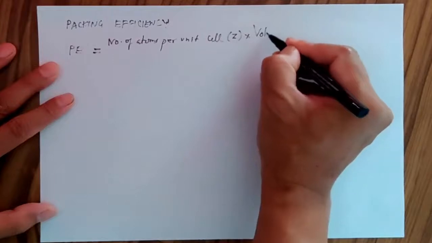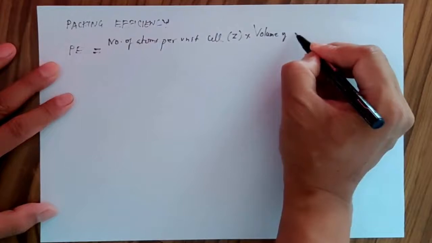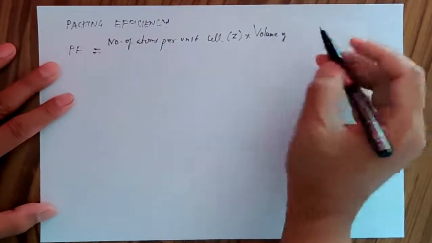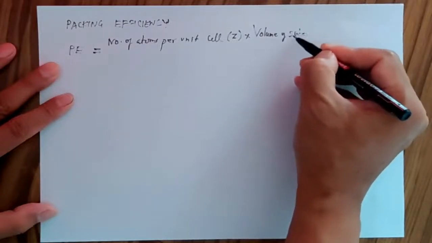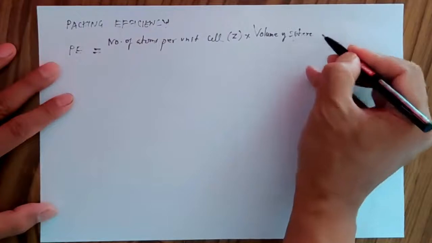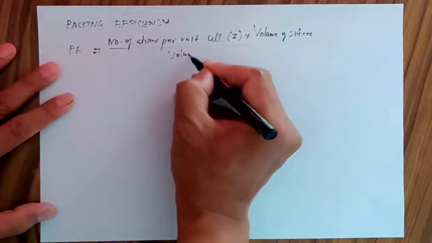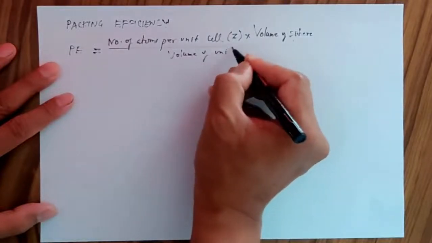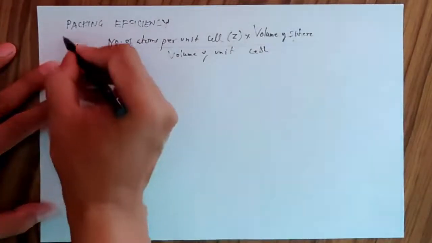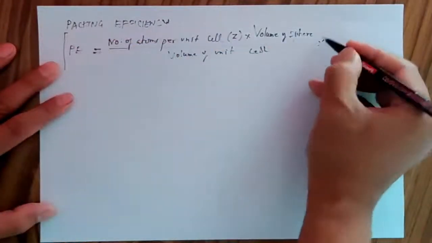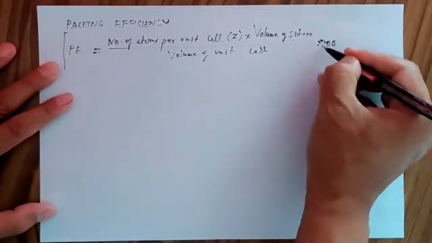Times the volume of the atom, okay, we represent atoms by spheres. So the volume of a sphere, divided by the volume of the unit cell, into 100 to get the packing efficiency as a percentage, right?